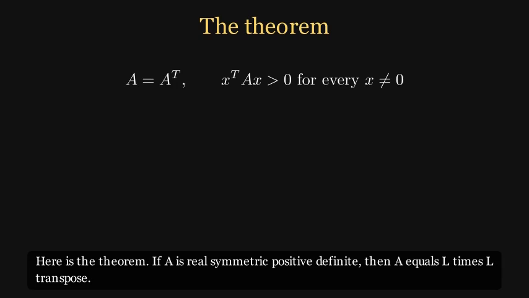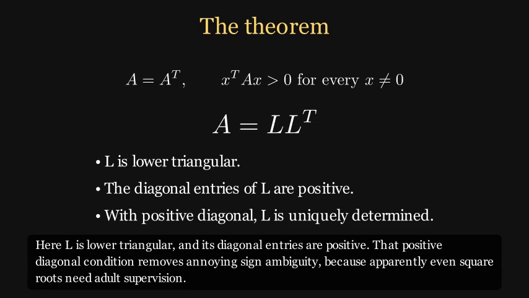Here is the theorem. If A is real symmetric positive definite, then A equals L times L transpose. Here L is lower triangular, and its diagonal entries are positive. That positive diagonal condition removes annoying sign ambiguity, because apparently even square roots need adult supervision.